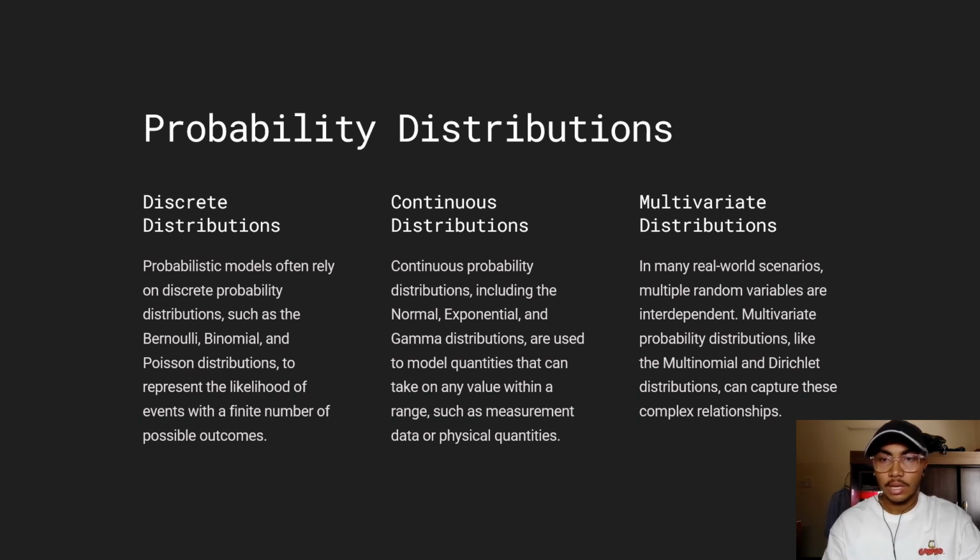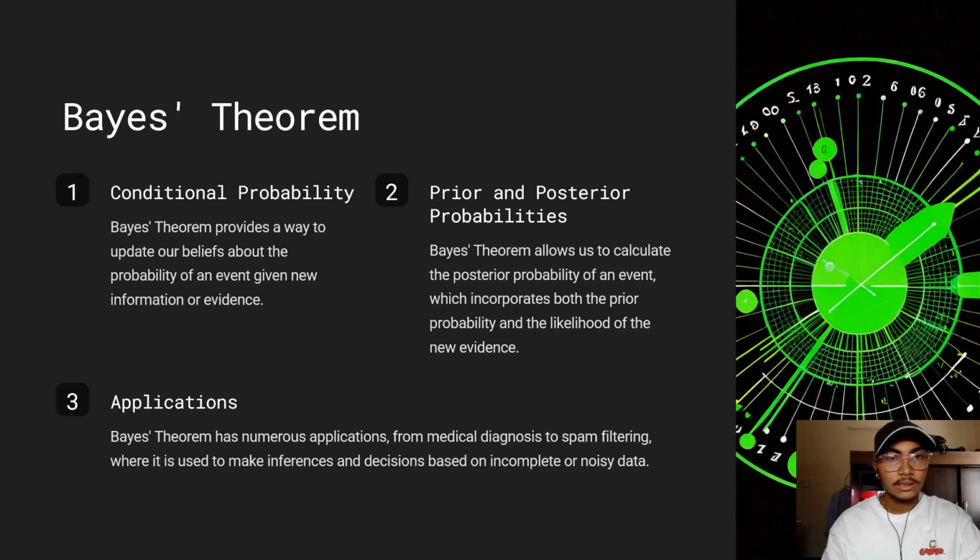Multivariate distributions. In many real-world scenarios, multiple random variables are interdependent. Multivariate probability distributions like the multinomial and Dirichlet distributions can capture these complex relationships. Bayes' theorem. Conditional probability. Bayes' theorem provides a way to update our beliefs about the probability of an event given new information or evidence. Prior and posterior probabilities.